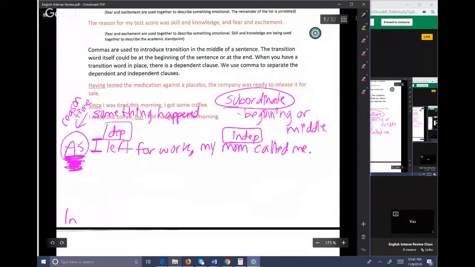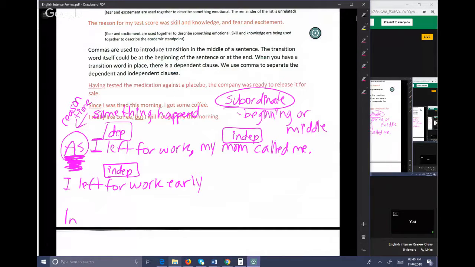Let's do one where it's in the middle. Let's say "I left for work early." We'll keep them as similar as we can. "I left for work early." Now I haven't put the conjunction in yet, so we'll just analyze this as its own little frame. "I left for work early." That is independent. I could stop there, no problem, and have a simple sentence with no conjunction and nothing else. And if I did that, then the point that I would be trying to make is just that I did leave for work early.